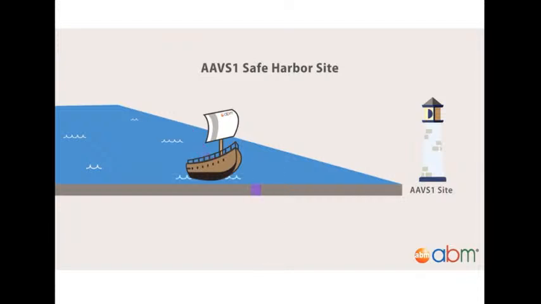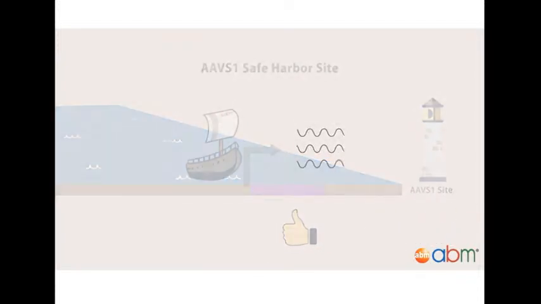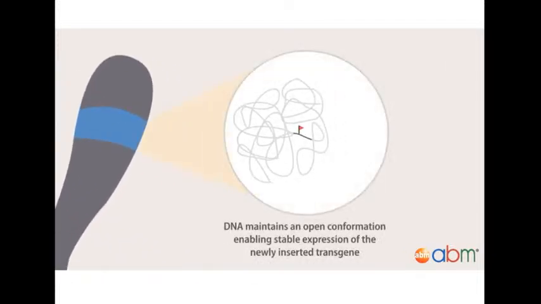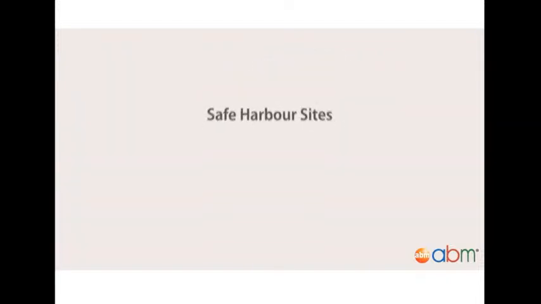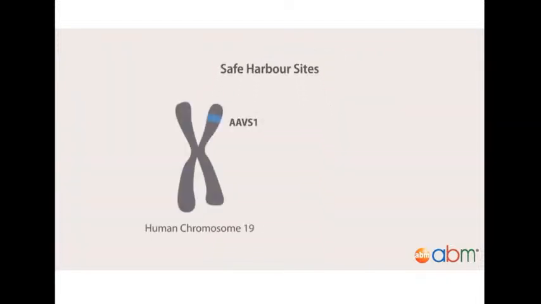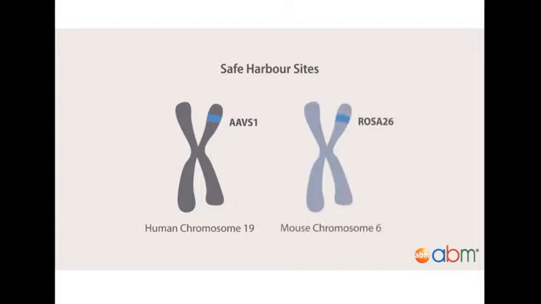This is because it enables consistent and robust transgene expression with minimal toxic effects. At this safe harbor site, the surrounding DNA maintains an open conformation, enabling stable expression of the newly inserted transgene. This makes safe harbor sites, such as the AAV-S1 locus on human chromosome 19 and the ROSA26 locus on mouse chromosome 6, very popular sites for targeted knock-in experiments.